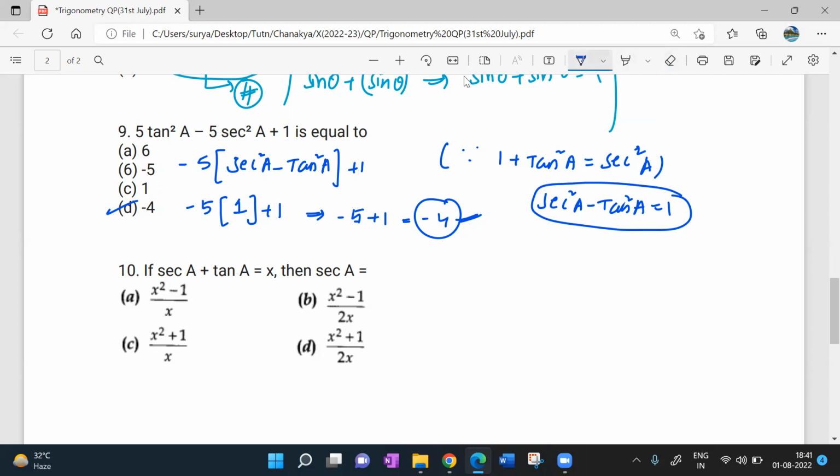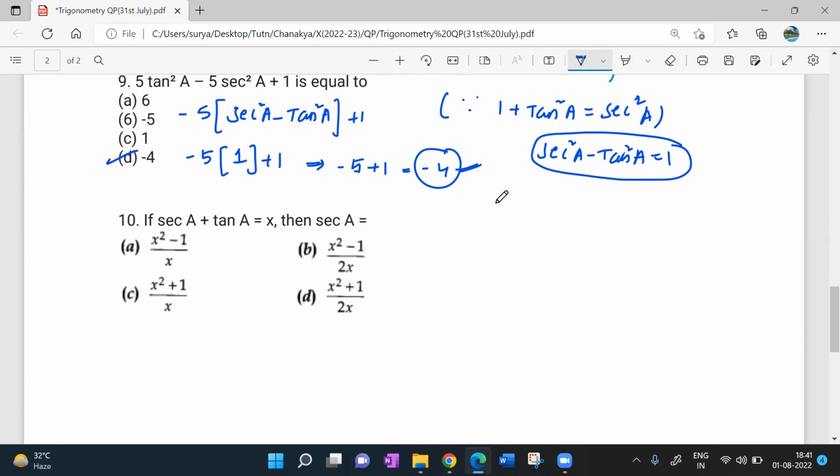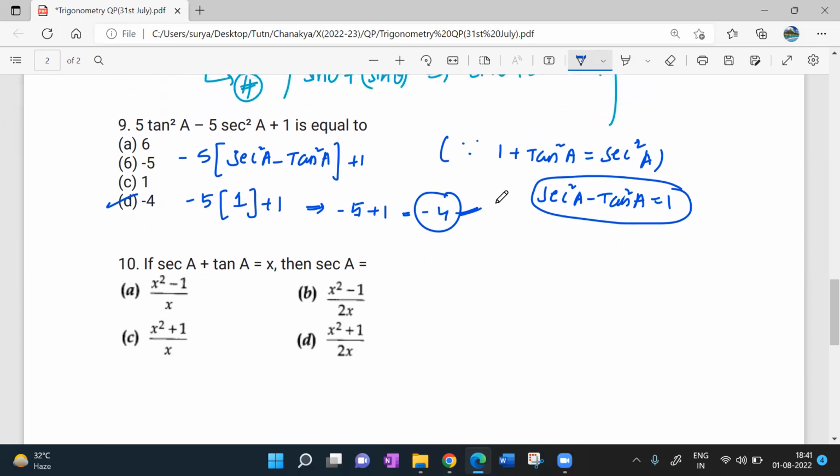Any doubts? Sir, in place of -5, if we take 5, the answer becomes 6. How is it 6? Let me see. Who is saying 6? I'll tell you. If I take 5 common, okay, fine.